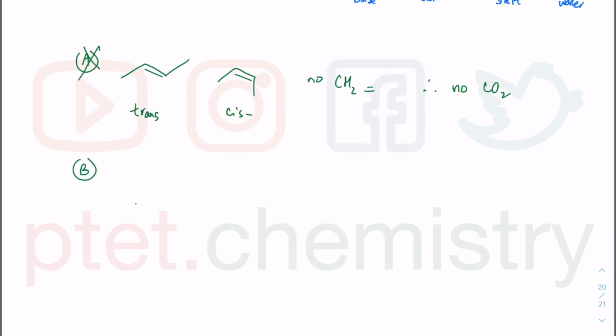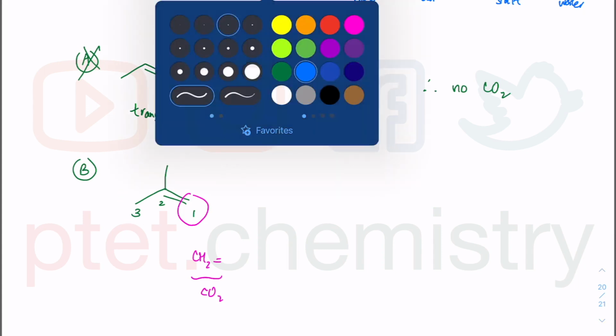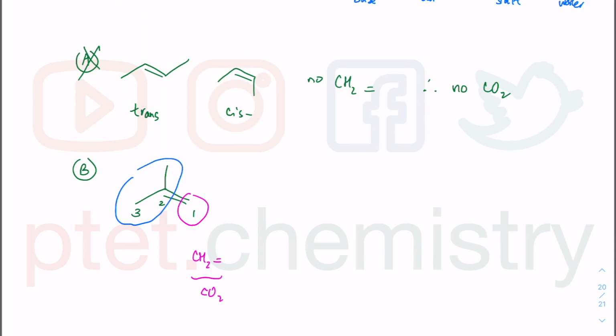We have 2-methyl-propene. So this is 2-methyl-propene, 1, 2, and 3. You have propene, you have 2-methyl-propene. When I break that, I can see that I have a CH2. So this is a CH2 double bond that will give me CO2. I also have this thing here, which will give me a ketone because this is an RCR carbon double bond. It will give me a ketone. I think B is our answer.